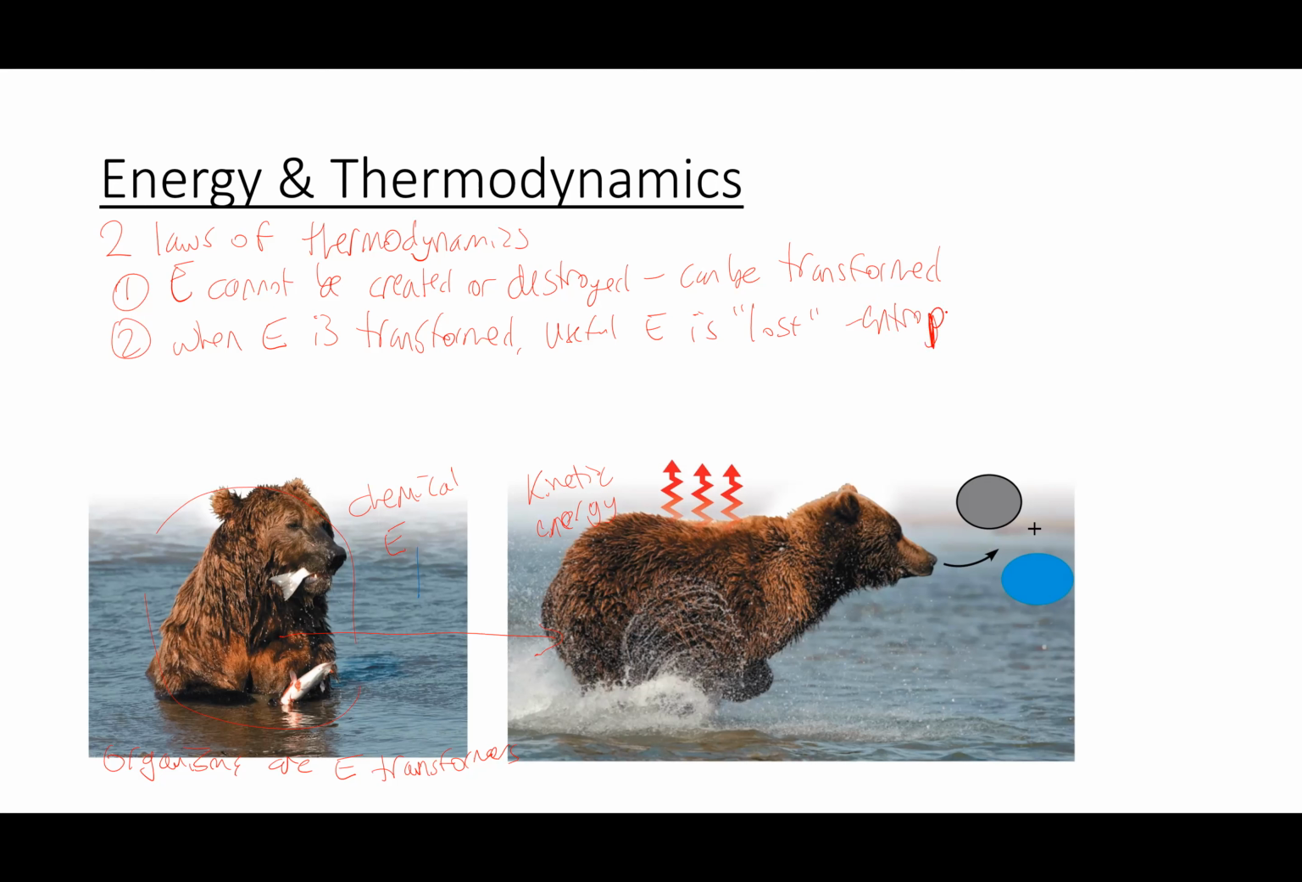Oh, that's not a G, that's a P. So these transformations make the energy less organized and less useful. And we tend towards entropy. When we say this, we're referring to when energy is transferred in spontaneous reactions.